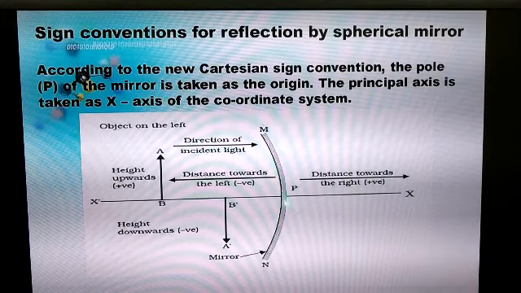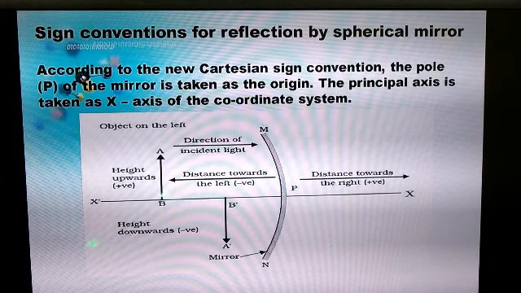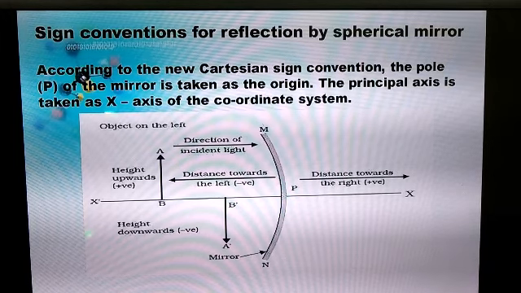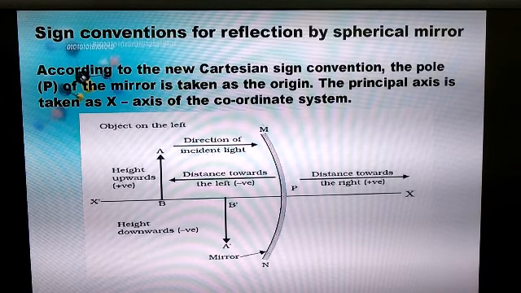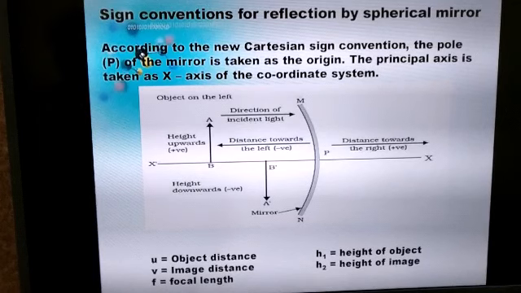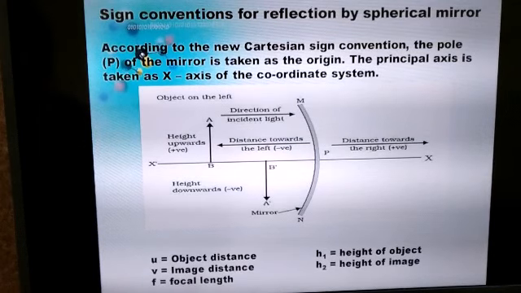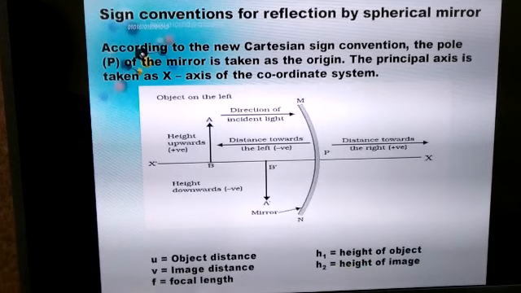The mirror is placed on the principal axis. The pole of the mirror lies on the x-axis. That means the pole of the mirror is the origin here in this case. So according to the new Cartesian sign conventions, the pole of the mirror is taken as the origin, and the principal axis is taken as the x-axis of the coordinate system. Before moving on to the sign conventions, let us study some important terms: object distance, image distance, focal length, height of the object and height of the image.